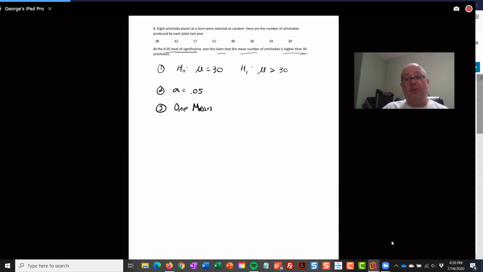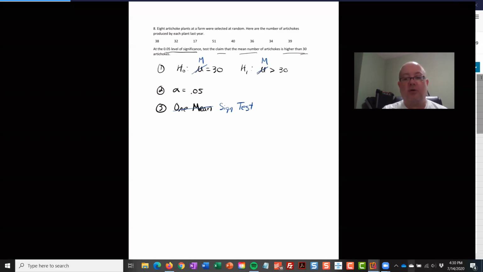However, as we're about to see, this one fails the conditions, and I'm going to have to make a couple of changes. When I do, the first change is instead of mu, I'm now going to be working with M for median. And instead of a one mean test, I'm going to be working with what's called the sign test. That's a non-parametric test that does not depend on a normal distribution.